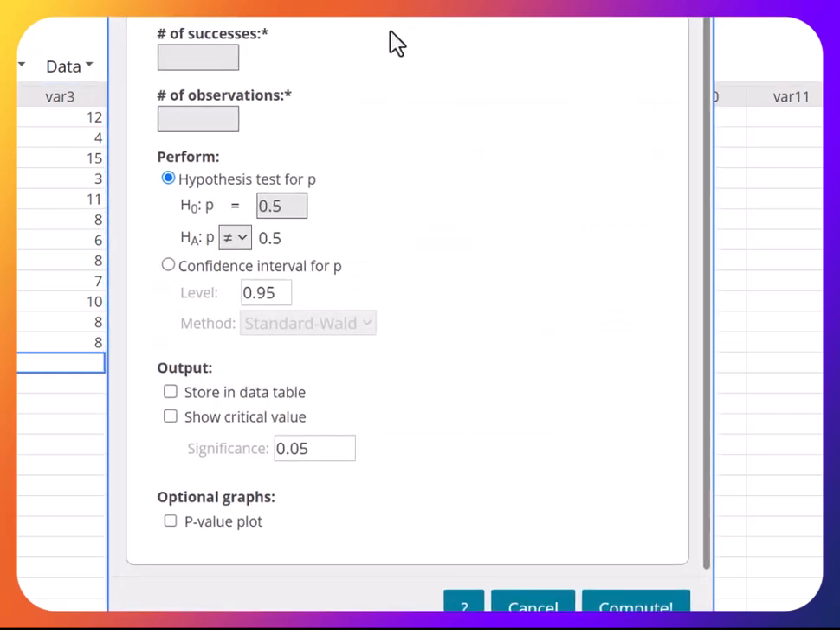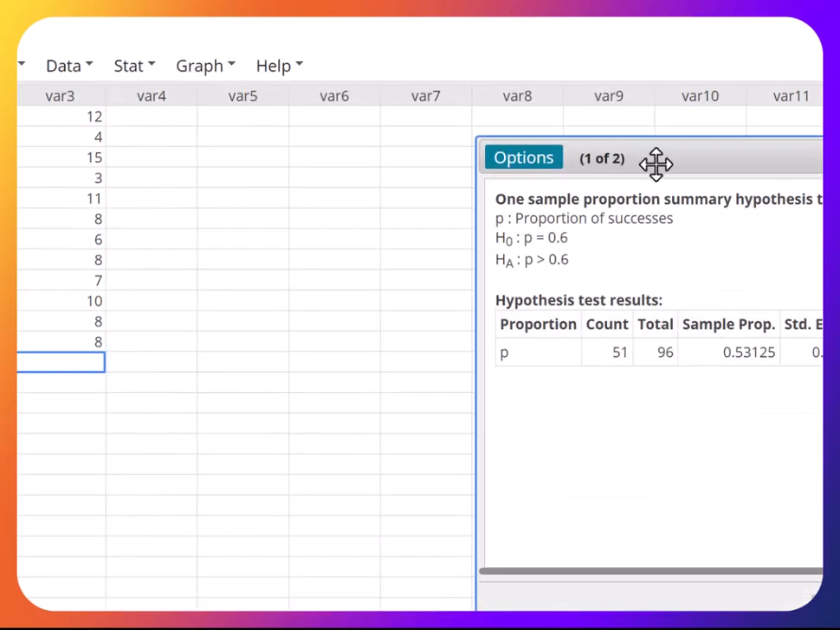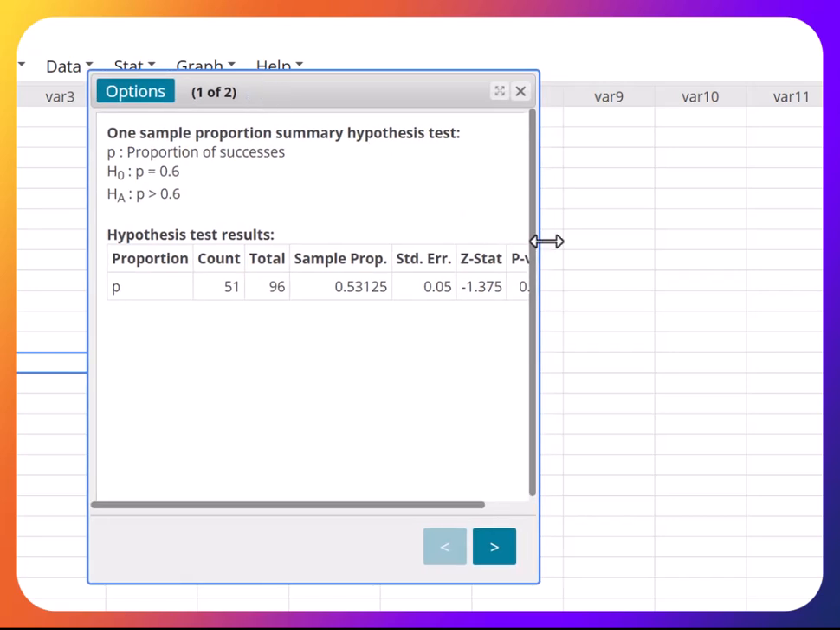Let's bring this down a little bit. 51 is the number of successes. I think 96 was the sample size, and we're testing against which percentage, 60%, correct? And we need greater than, guys. There's a p-value plot. Compute. Let me show you here.